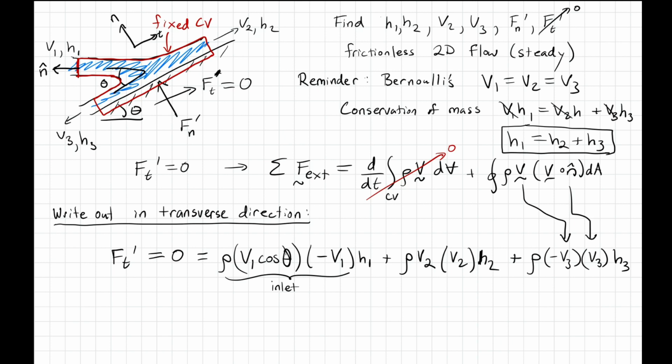All right, if we put that all together, remember that the velocities here are all equal, as we found out: v1 equals v2 equals v3. So a lot of these velocities are common to each term. I've got a v squared everywhere and a rho everywhere. If I cancel the common rho times v squared, and move h1 to the other side, what I'll find is that h1 cosine theta equals h2 minus h3.